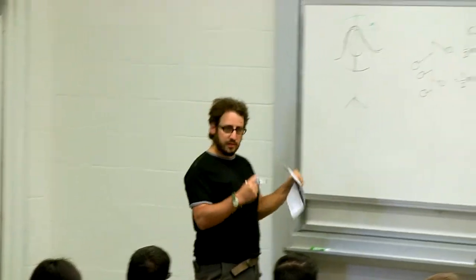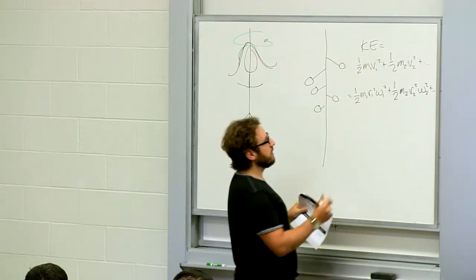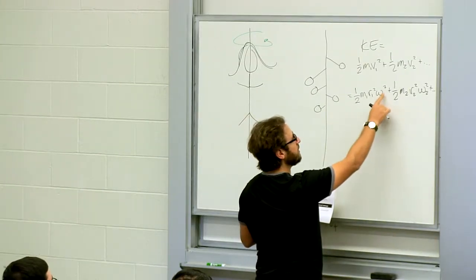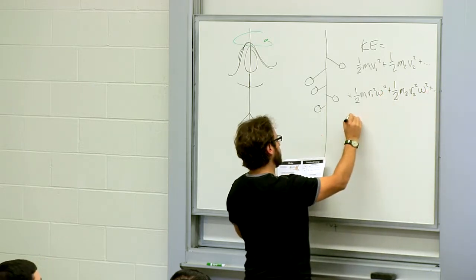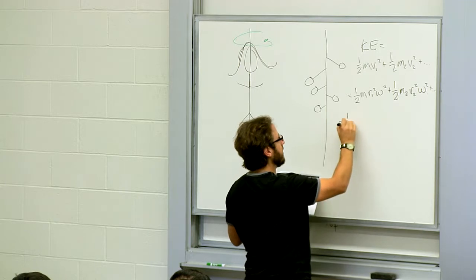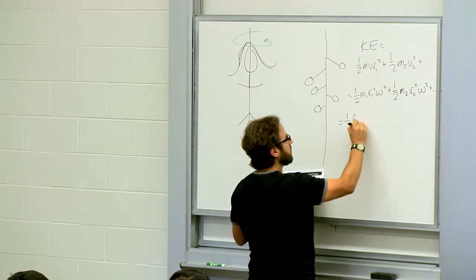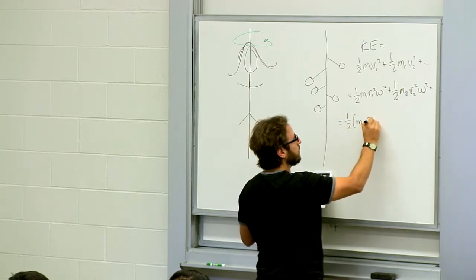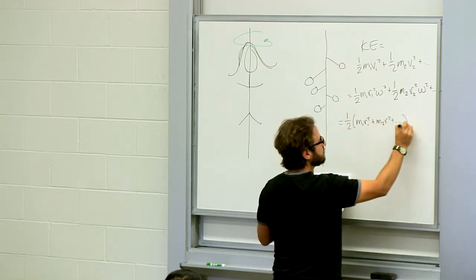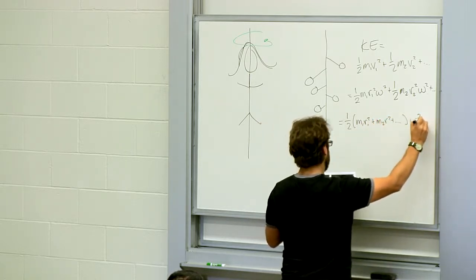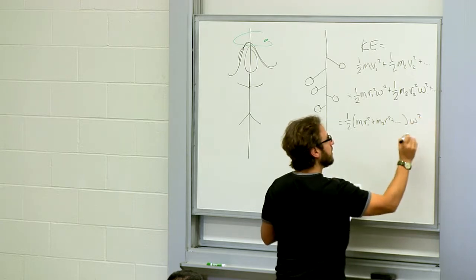As long as the little girl is strong and rigid as she's rotating, then she's going to have the same velocity, right? So I can say that's just a single velocity there, and then I can write this as 1/2 (m1 r1 squared plus m2 r2 squared plus ...) omega squared, right?